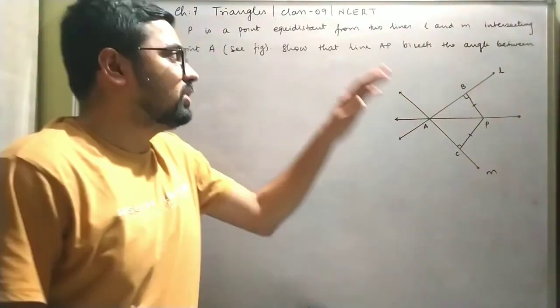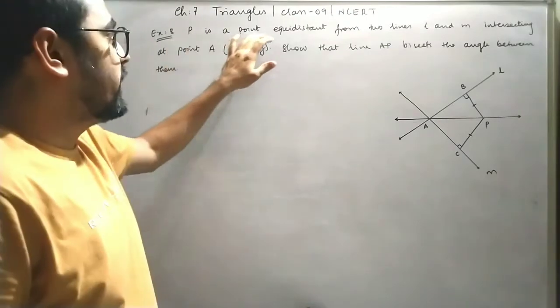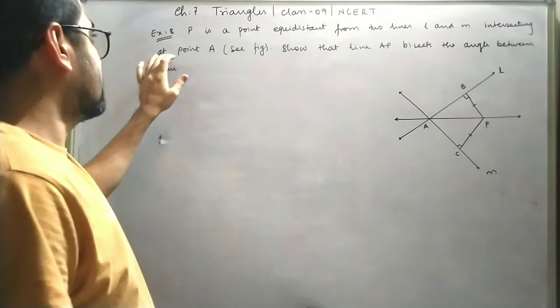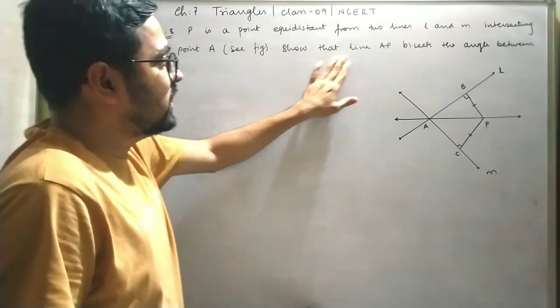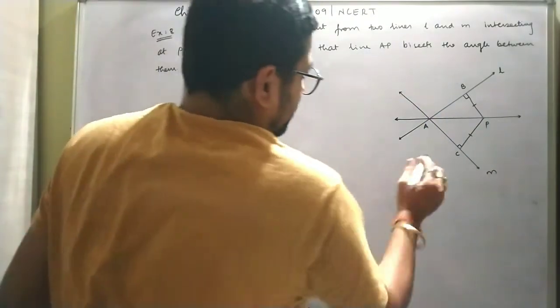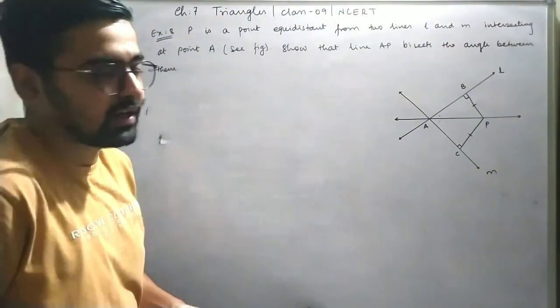Now let's have a look at example number 8. What does it say? P is a point equidistant from two lines L and M intersecting at point A. See figure. So we have the figure, so that the line AP bisects the angle between them. So what we are supposed to find is that these two angles are equal. That is our required criteria.